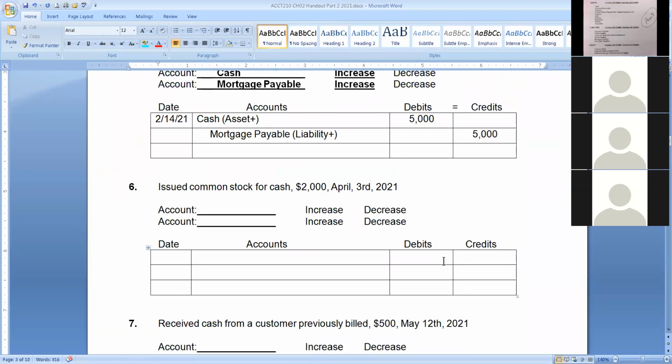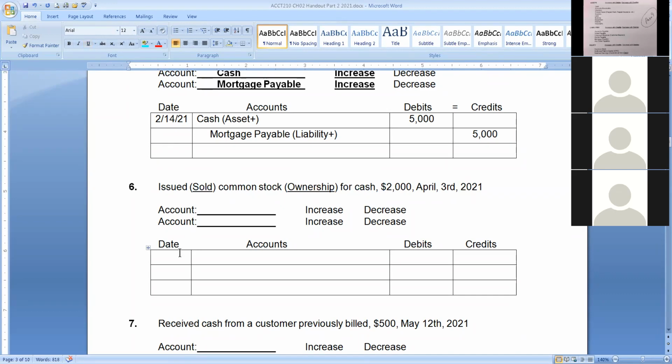Number 6 is the tricky one. Issued common stock for cash, and again, issue means that we sold common stock, and the common stock is the ownership. We talked about this already, right? Ownership. Okay, so issue just means sold, and that sometimes applies to issuing debt. That means they sold, the same thing. So issued means sold. Common stock is the ownership. This is equity, an equity section thing, for cash.